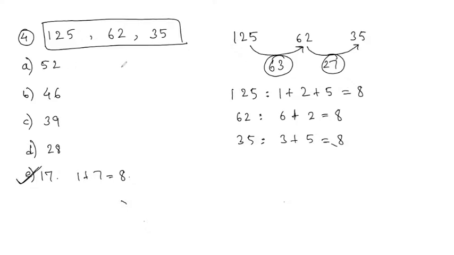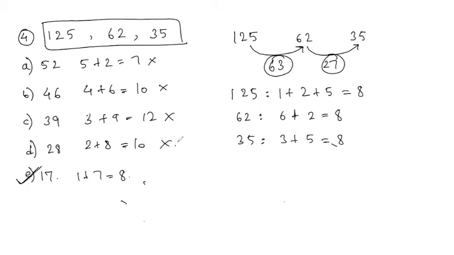So in the other options, we'll just check. 5 plus 2 is 7, so this is wrong. 4 plus 6 is? 10. So this is also wrong. Next is 3 plus 9, which is 12, so wrong too. And then finally 2 plus 8 is 10. This is also wrong. And 7 plus 1 is 8. Option E is the correct answer. So 17 can belong to this set.